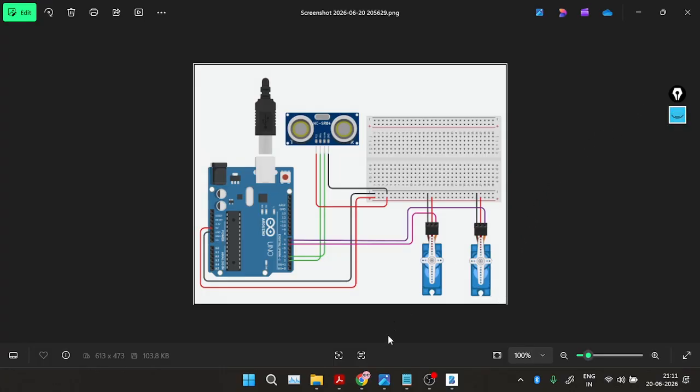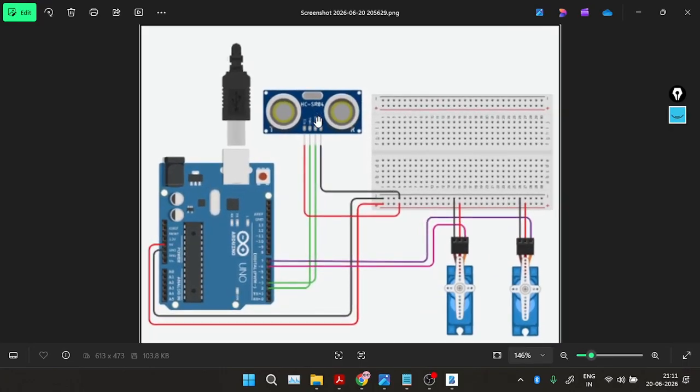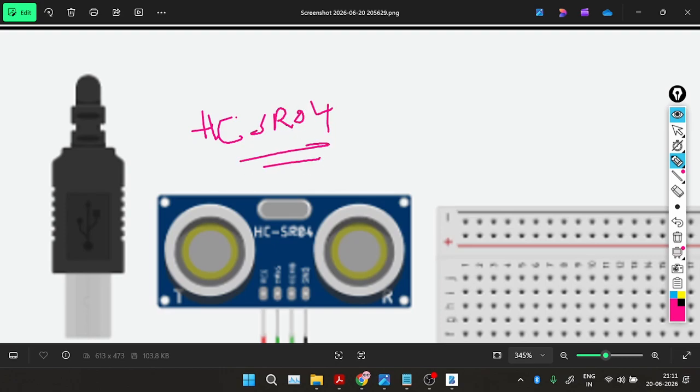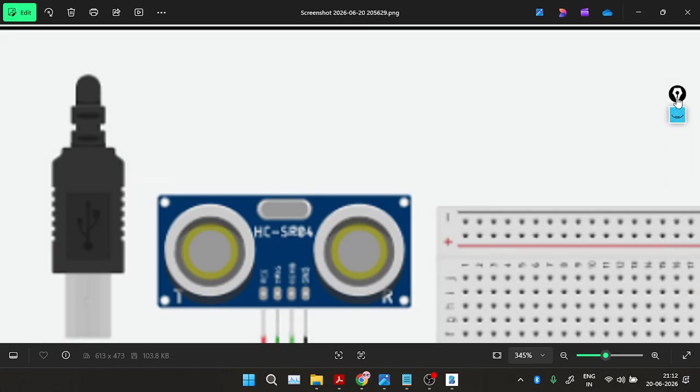I will explain you with the mouse. So this is servo motor 1, this is servo motor 2, and this is the ultrasonic sensor, this is the Arduino board. The common ultrasonic sensor that is basically used is the HC-SR04. This is the ultrasonic sensor that we use. So we have to connect this, and we have to program it also.